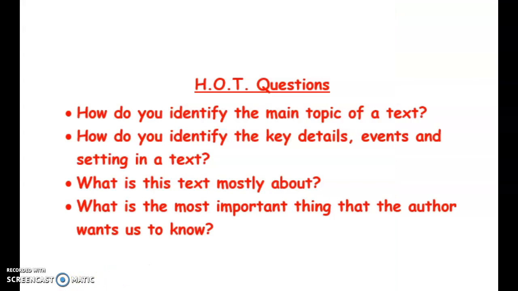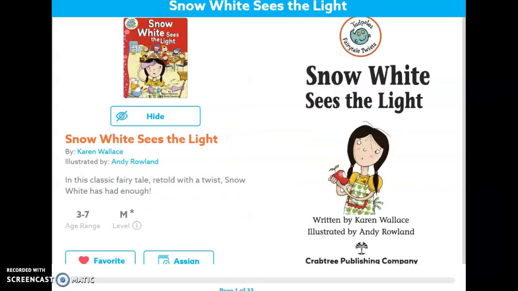Next, let's look at our hot questions. How do you identify the main topic of a text? How do you identify the key details, events, and setting in a text? What is this text mostly about? What is the most important thing that the author wants us to know while reading the text?